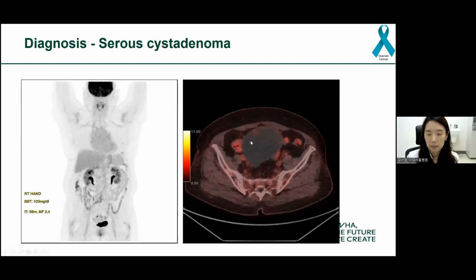Hypermetabolic activity very much depends on the tumor grade. So with this type of activity, in the case of mild hypermetabolism and a small solid portion, we can guess it is probably low grade or cystadenoma.